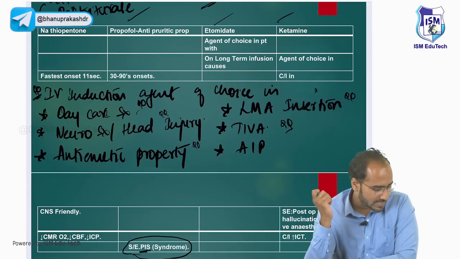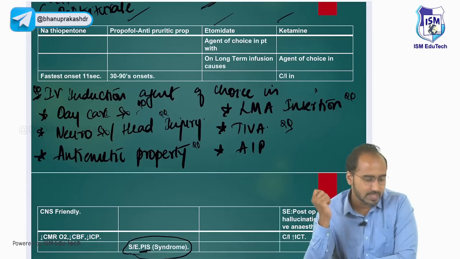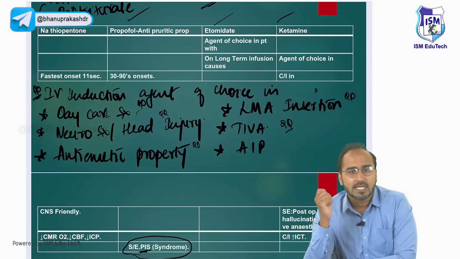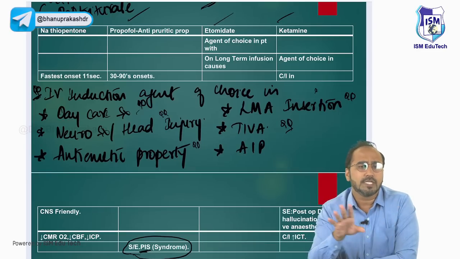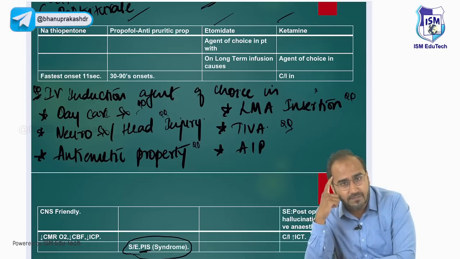Thiopentone on the systems. Remember thiopentone in one line, and MCQs will be fully covered. Thiopentone is the best friend of CNS, enemy of others. Okay, so propofol is done, thiopentone is done.